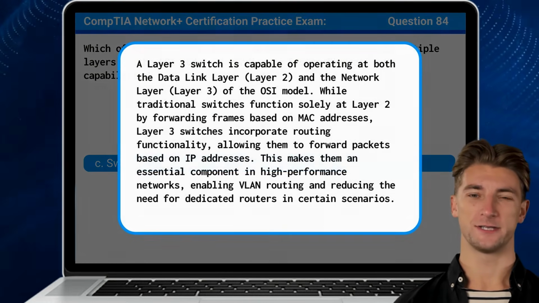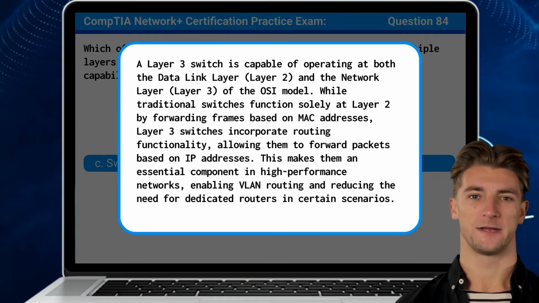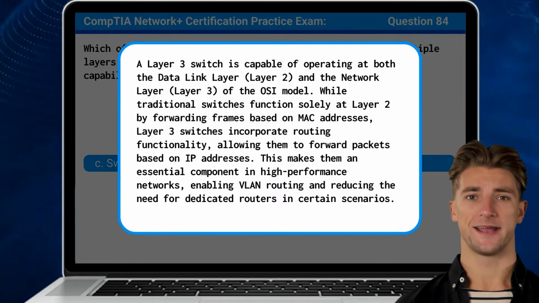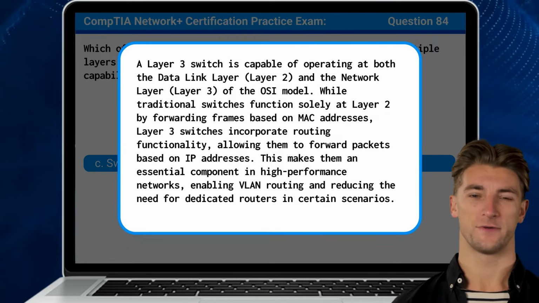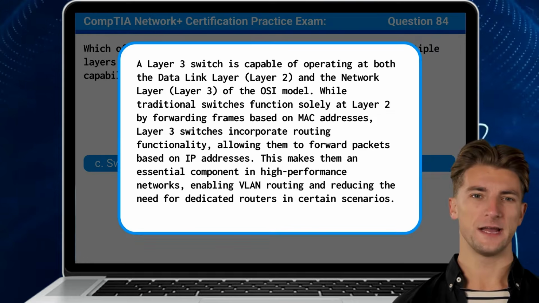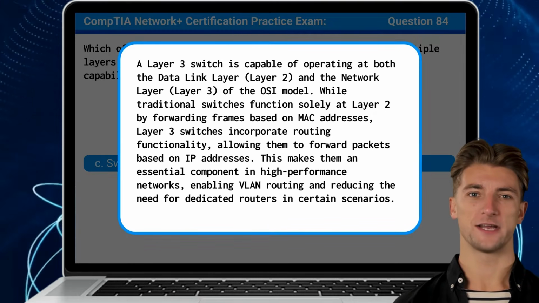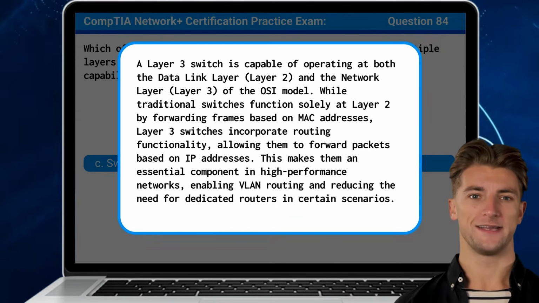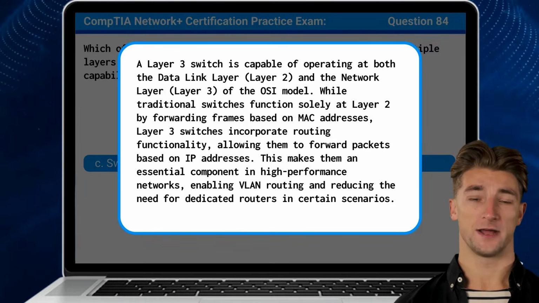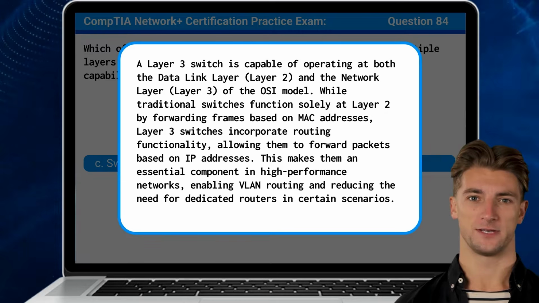A layer 3 switch is capable of operating at both the data link layer, layer 2, and the network layer, layer 3, of the OSI model. While traditional switches function solely at layer 2 by forwarding frames based on MAC addresses, layer 3 switches incorporate routing functionality, allowing them to forward packets based on IP addresses. This makes them an essential component in high-performance networks, enabling VLAN routing and reducing the need for dedicated routers in certain scenarios.